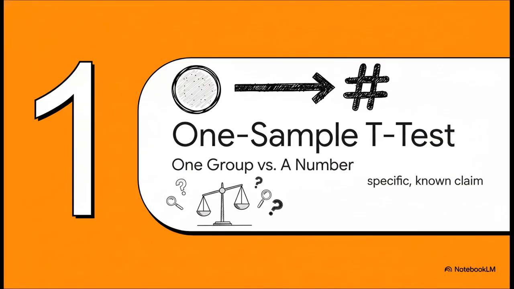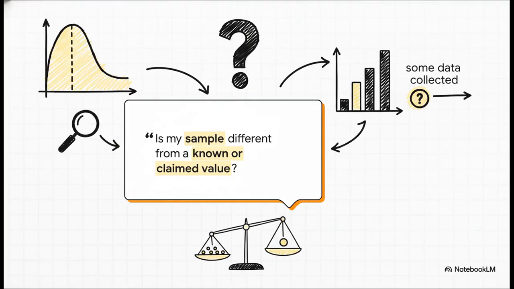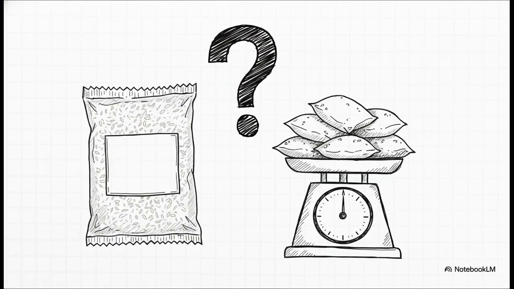This is the test you're going to use when you've got a single group of data, and you want to see how it stacks up against a specific known claim or some kind of standard. The one sample t-test is all about answering this one question. You've gone out, you've collected some data, and now you want to see if it holds up against a number that's already out there. Let's make this real.